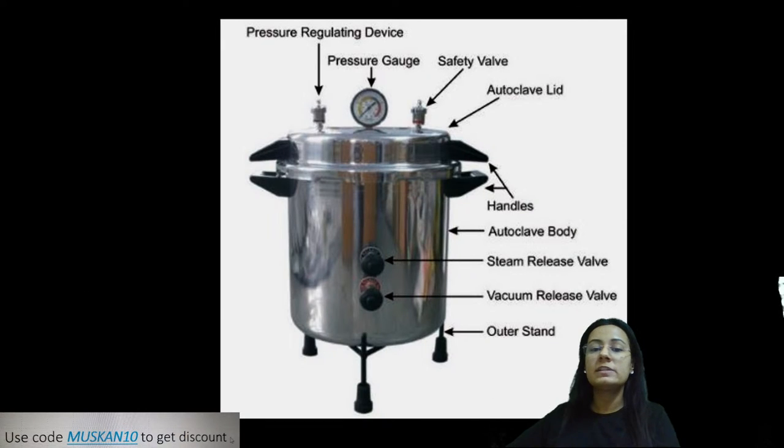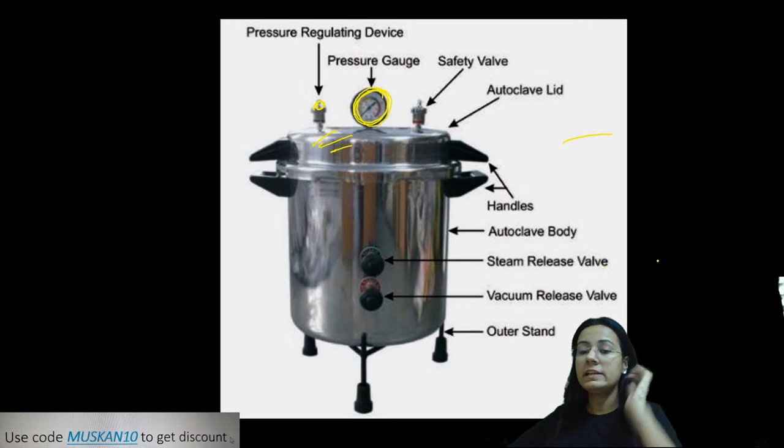Now components, when we see, we know that it is the autoclave lid with the pressure gauge and the pressure regulating device with the safety valve and the release valve, okay, and this is what, the autoclave body.